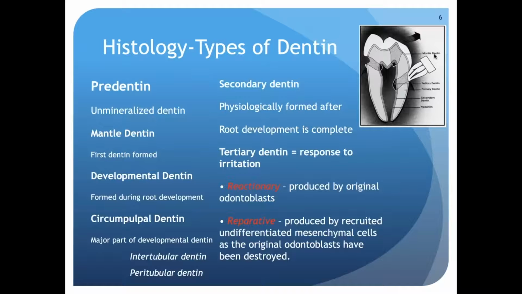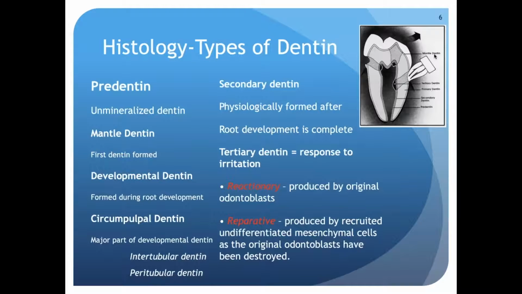And then let's talk a little bit about dentin. So dentin comes in a lot of flavors. Initially we have our pre-dentin, which is unmineralized, and then our mantle dentin, which is some of the first dentin that's formed. After that, during root development, we have something called developmental dentin. And then we have our secondary dentin, which is any dentin that's formed physiologically after root development.